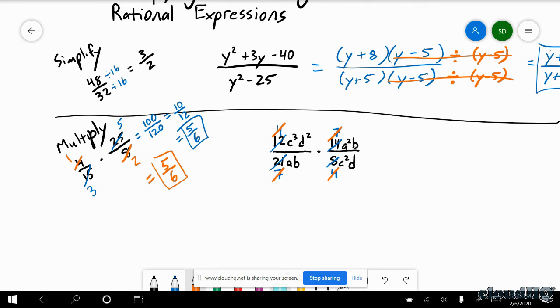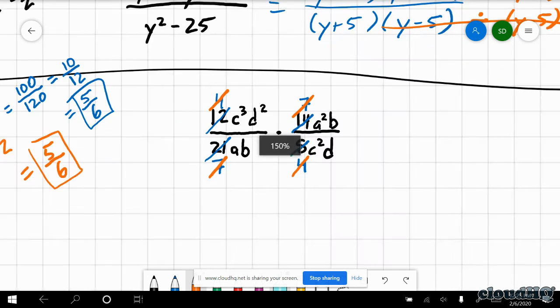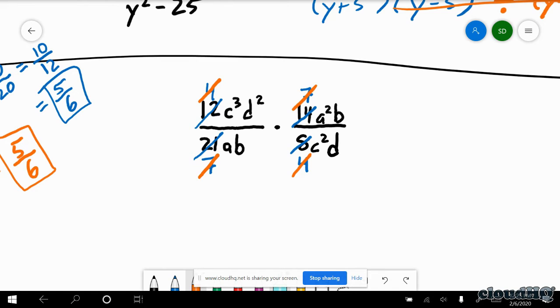What about variables? Do I have any variables that can simplify? C, I heard C first. How many C's can we cancel out? 2. We can cancel out both of the C's from the denominator. When I cancel out 2 C's from the numerator, how many are left? 1. So that's now C to the first, or just C. What about D's? I can cancel out 1 D. The D from the denominator goes away. I'm left with 1 D up there.